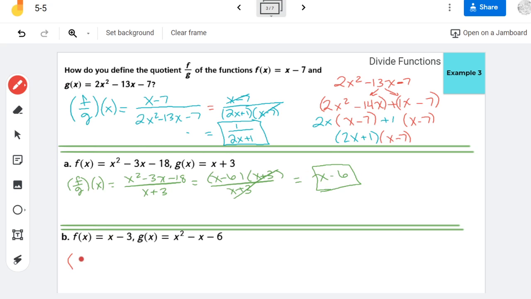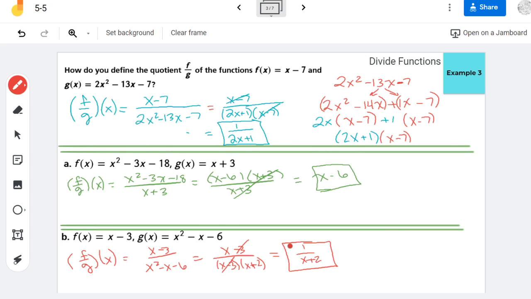All right, one last bout of it, doing f divided by g of x. So I get x minus 3 for f of x, and x squared minus x minus 6 for g of x. I factor my denominator, so I get x minus 3 and x plus 2. Cancel out any terms that are lying in the top and the bottom. And wham bam, thank you ma'am. We have divided those functions.